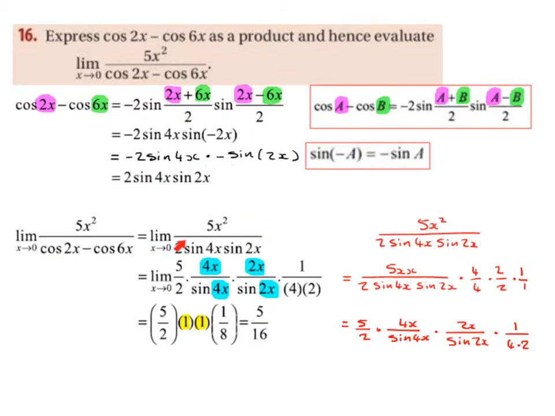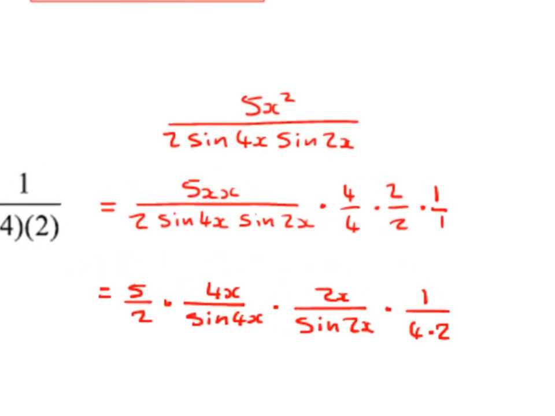Okay, so now we need to rewrite this so that we can use our special trig limit. So we need to break it apart. So here's our rough work. We start off with 5x squared over 2 sine 4x sine 2x. And we're going to multiply by 4 over 4, which is really 1, by 2 over 2, again, which is really 1, and by 1 over 1. And then we're going to rearrange all the different parts of our fractions. And also note that 5x squared has been broken up to be 5xx.